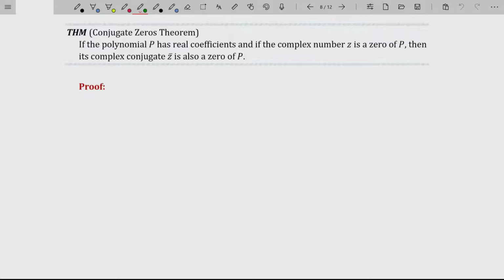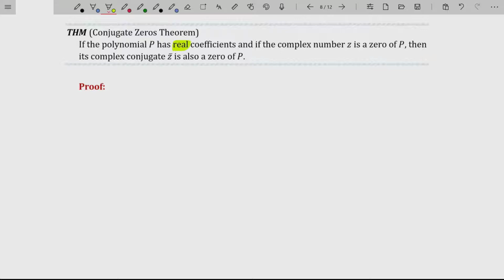Now, something that happened within that problem is called the conjugate zeros theorem. So here's the statement of the theorem, and instead of proving it, maybe we'll just look at the previous example. But if the polynomial has real coefficients, which by the way, our previous example had just real coefficients, not complex coefficients, but real coefficients. So no i's are allowed on the coefficients for this theorem to work.